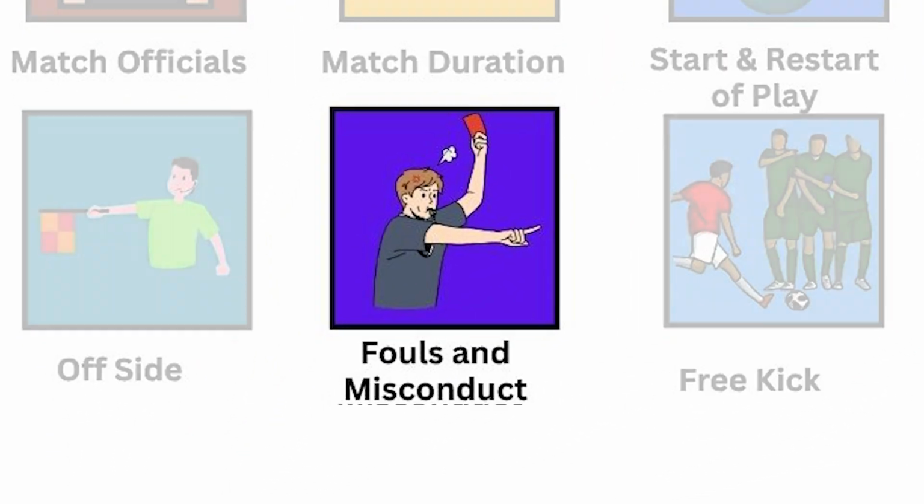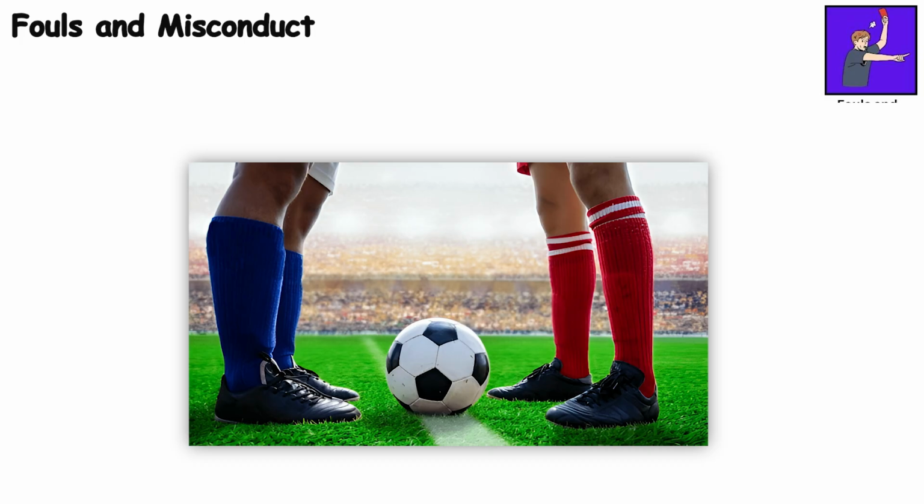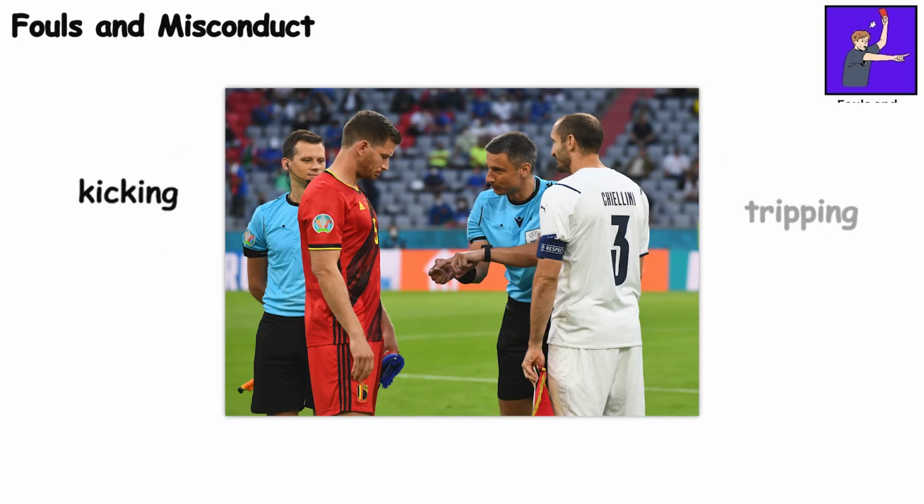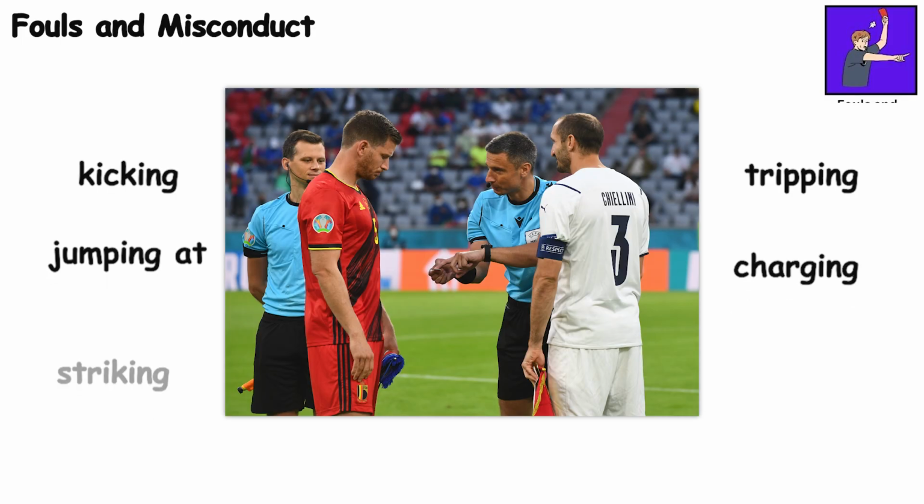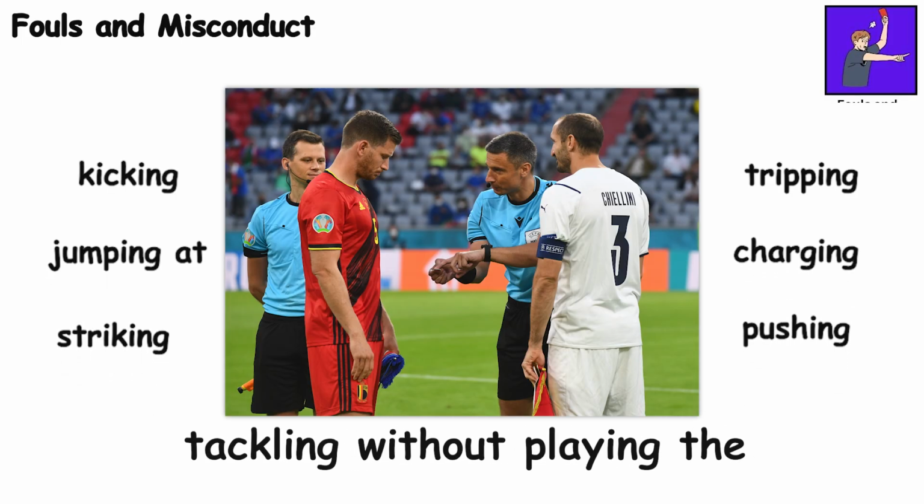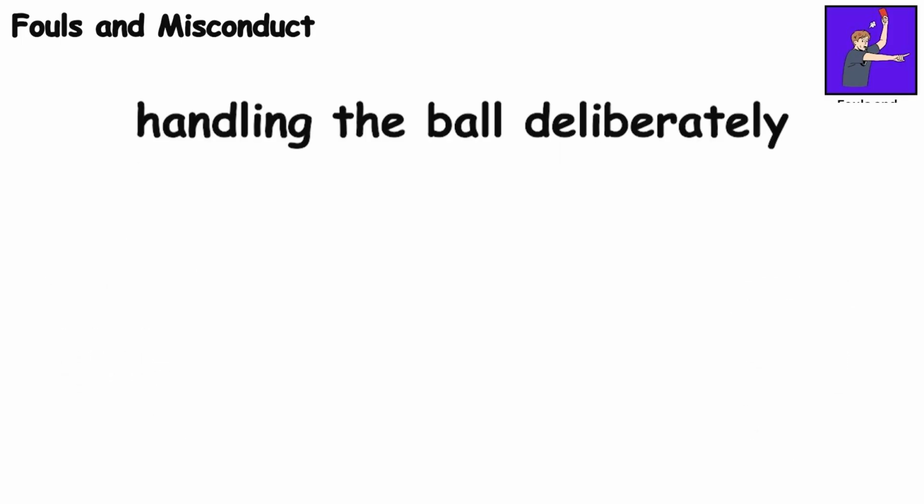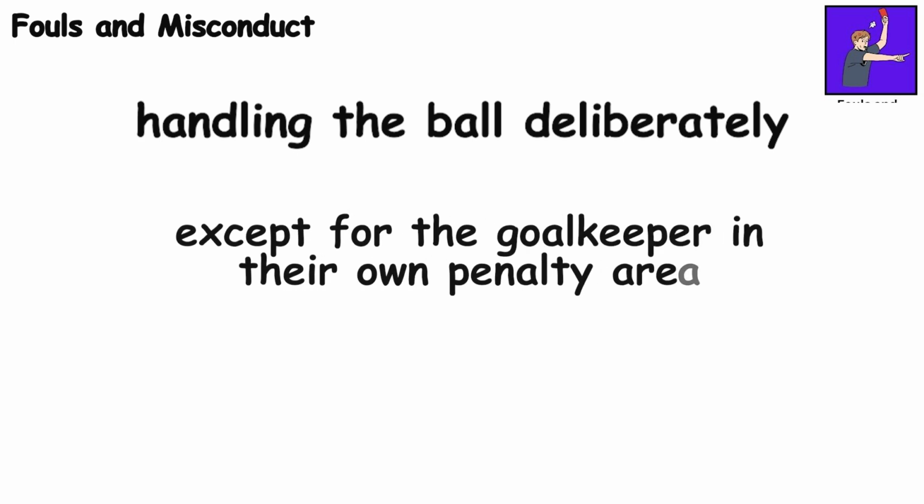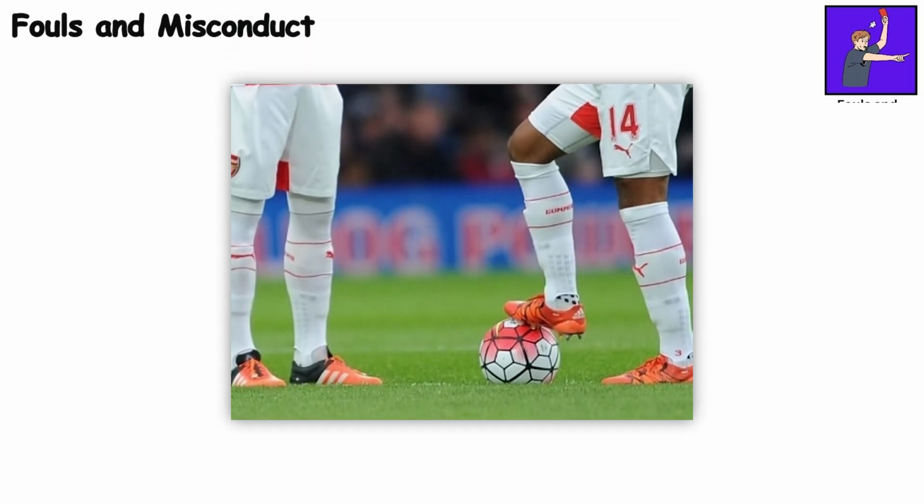Law 12. Fouls and misconduct. A direct free kick is awarded when a player commits certain types of offenses against an opponent: kicking, tripping, jumping at, charging, striking, pushing, or tackling without playing the ball, or handling the ball deliberately, except for the goalkeeper, in their own penalty area. These actions must be careless, reckless, or done with excessive force to be penalized.